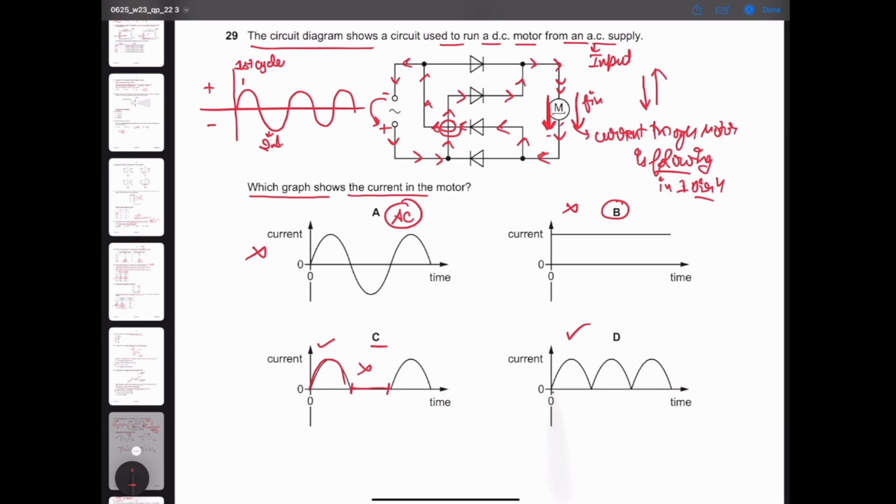And why is it not in the negative direction? Because the current passing through the motor, even if you change the terminals, different cycles you take, still the current passing through the motor is downwards only. So that is why option D is the correct one. All right. Question number 30.